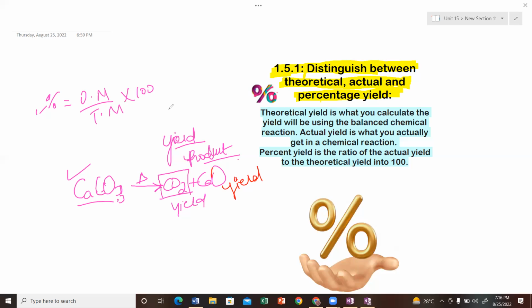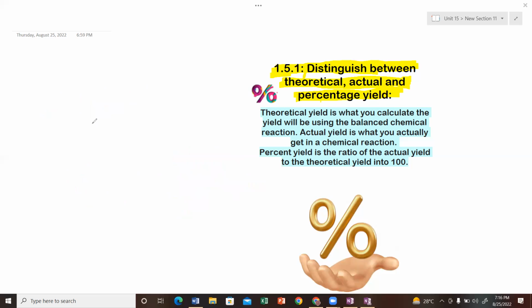Now, there are two types of yield, theoretical and actual, that are asked in your question. Your question states: distinguish between theoretical yield, actual yield, and the percentage yield. So one by one, we are going to observe what is theoretical yield, actual yield, and percentage yield. First, I'm going to start with actual yield. The actual yield is the amount of yield produced by experimentation, right? It is a type of yield which is produced by experimentation.